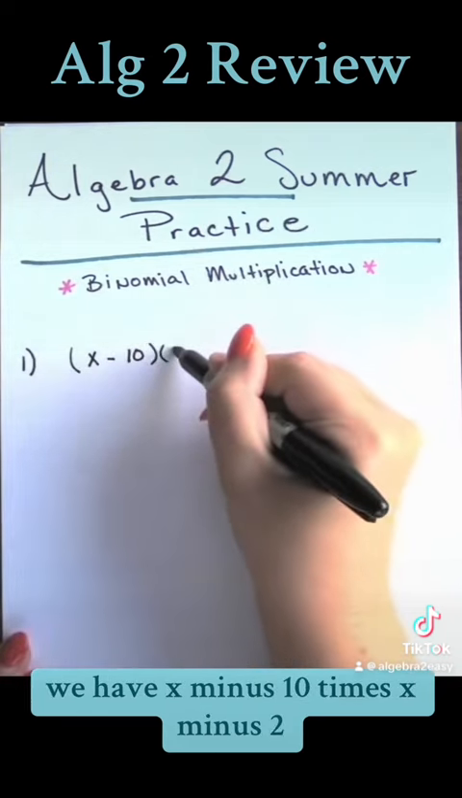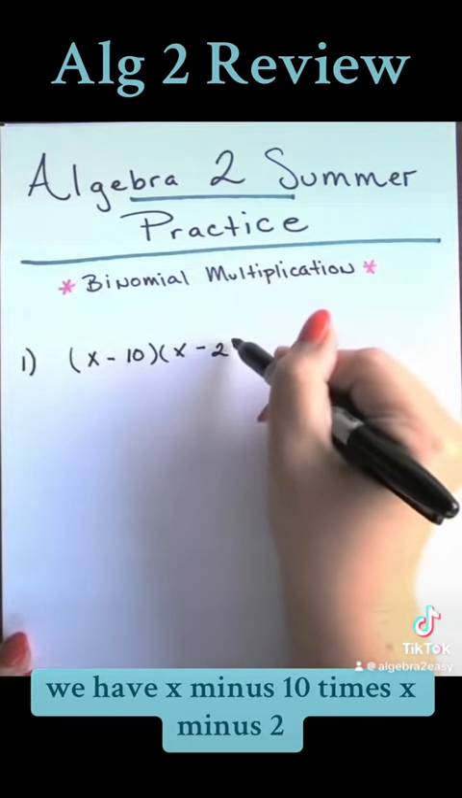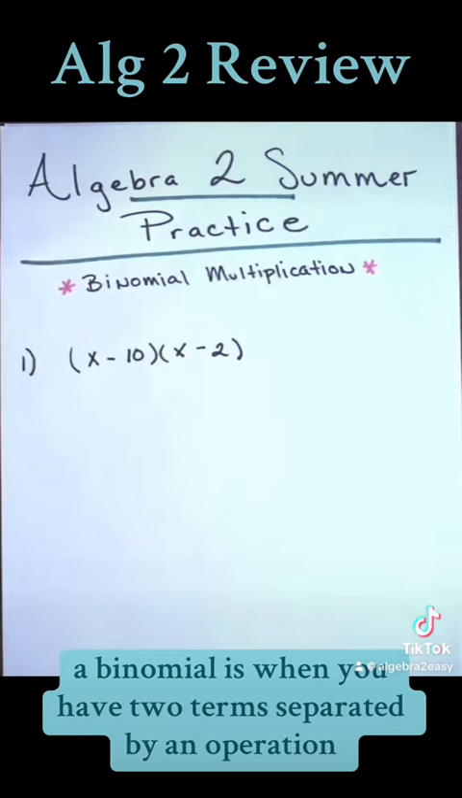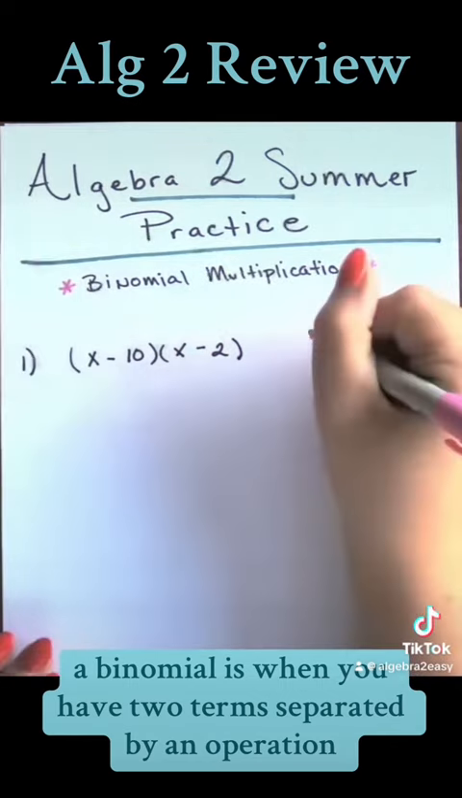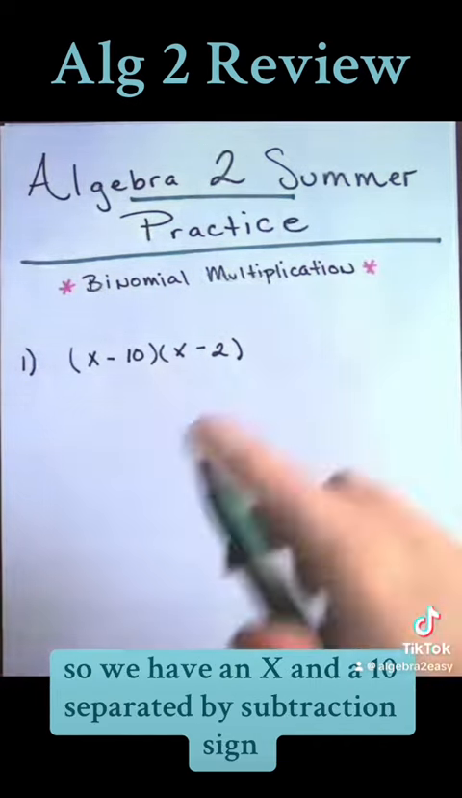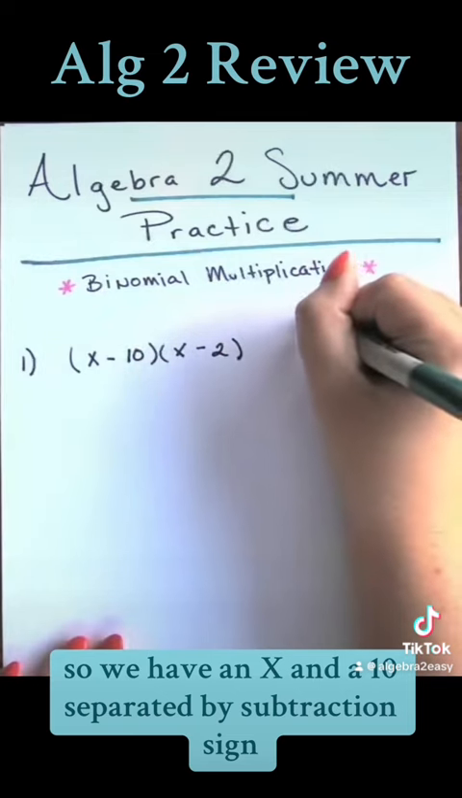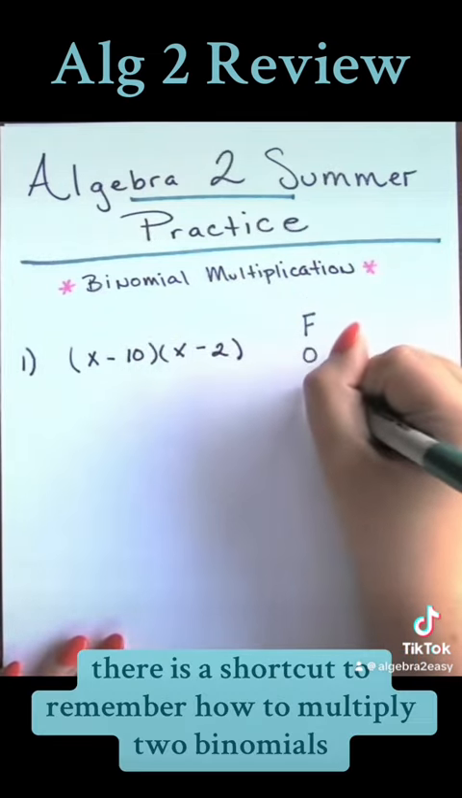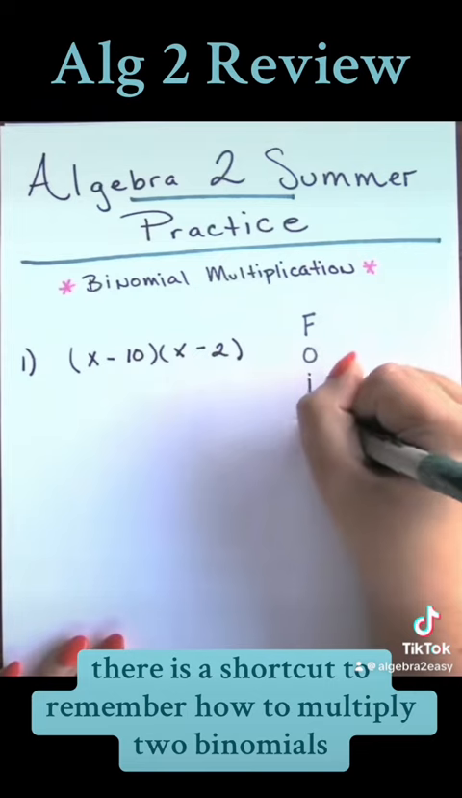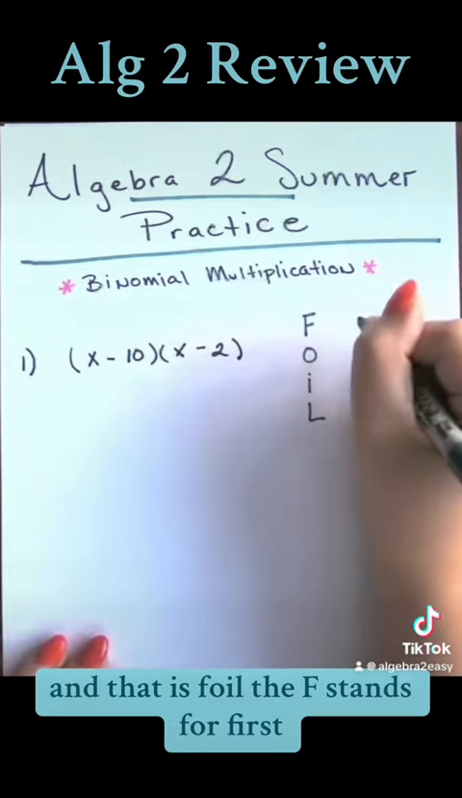We have x minus 10 times x minus 2. For your reference, a binomial is when you have two terms separated by an operation. So we have an x and a 10 separated by a subtraction sign. There is a shortcut to remember how to multiply two binomials, and that is FOIL.